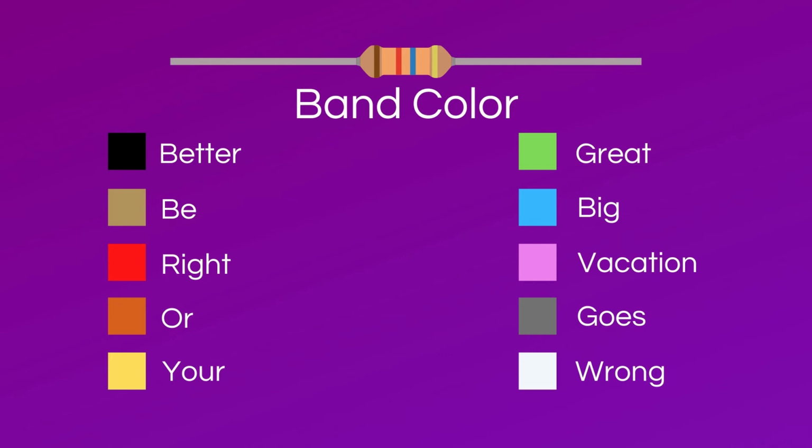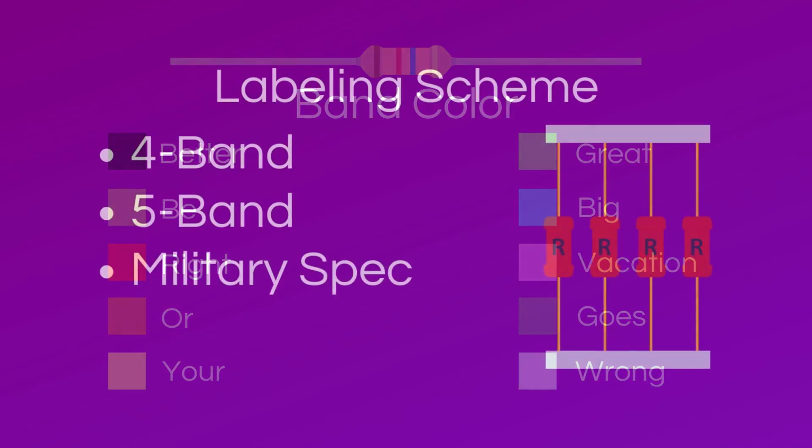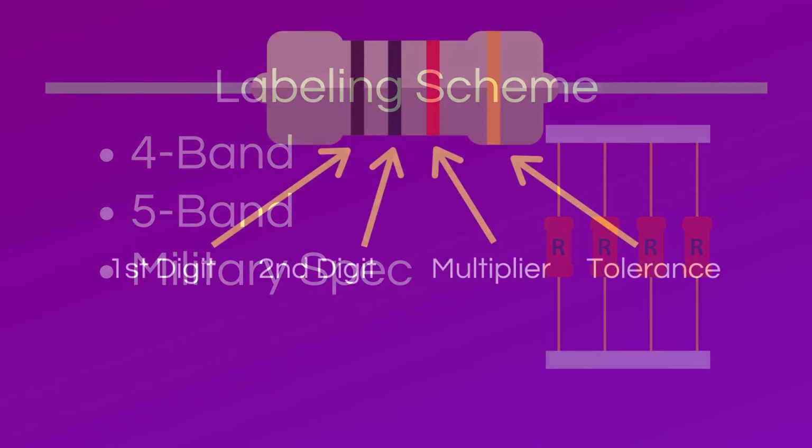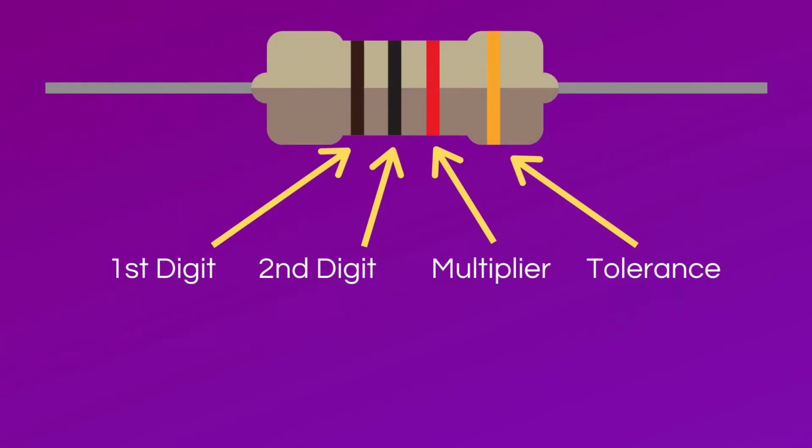The location of a band is also important when identifying a resistor value. There are three main resistor labeling schemes: 4-band, 5-band, and military spec. In a 4-band labeling scheme, the first band represents the first digit, the second band represents the second digit, the third band represents the multiplier as an exponent of 10, and the fourth band is the tolerance.